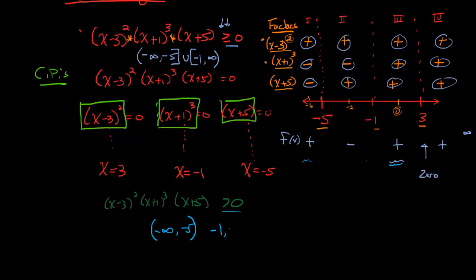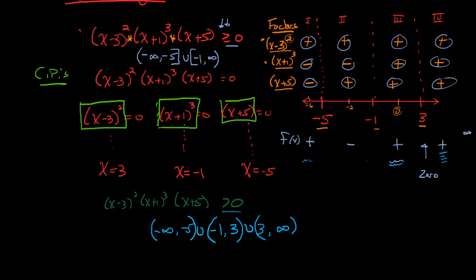So we are going to stop at 3. We're not going to include -1, and we're not going to include 3. And then we start again at 3 because it's positive again, and then it goes on out to infinity. So be very careful here because this can distinctly change depending on whether you have a greater than or equal to, or a greater than sign, or a less than or equal to sign.